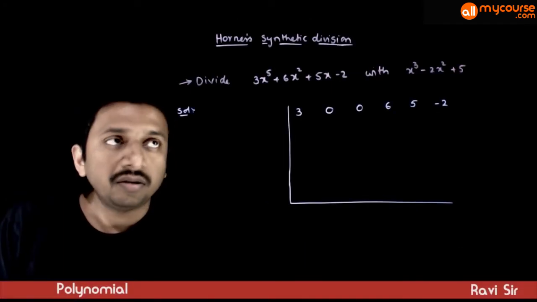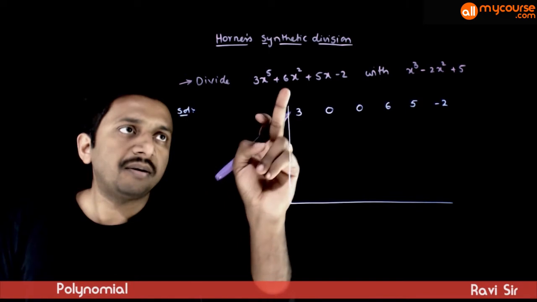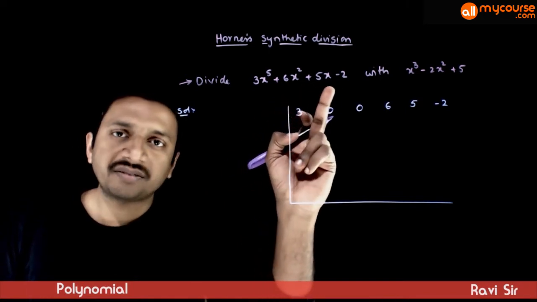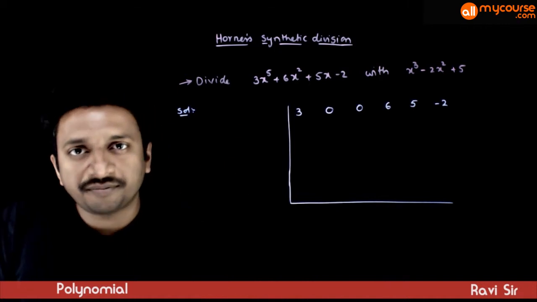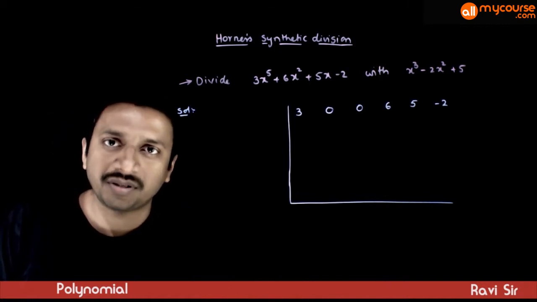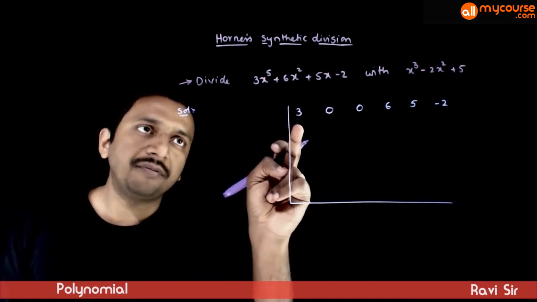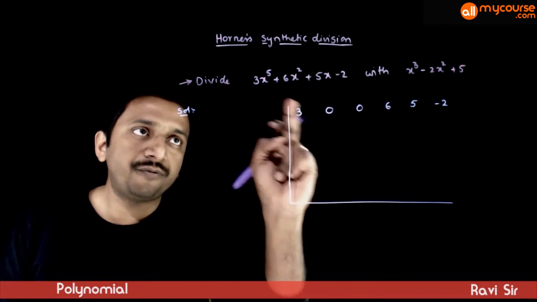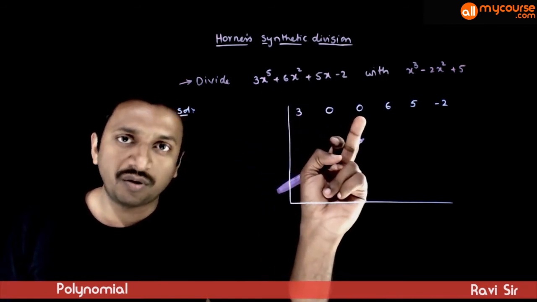In this question, you're asked to divide 3x to the power 5 plus 6x square plus 5x minus 2 with x cube minus 2x square plus 5. So we'll directly use the shortest Horner's process. First let us write all the coefficients. X power 5 coefficient is 3. X power 4 is missing, so the coefficient is 0. X cube is missing, so the coefficient is 0.